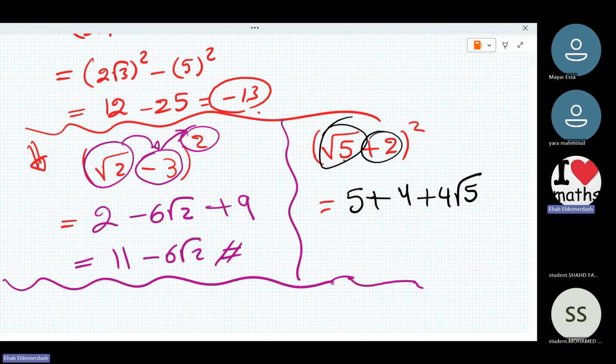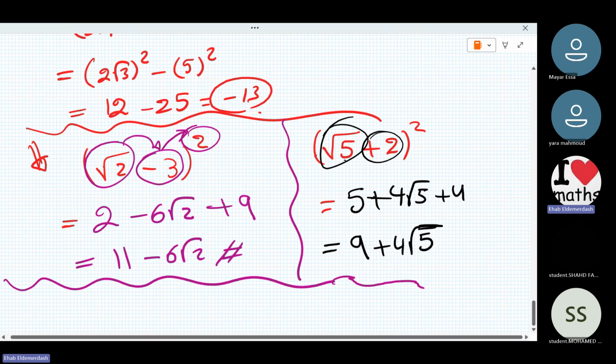I'll say it again. The first squared is 5, the second squared is 4. First times second times 2: root 5 with 2 gives 2 root 5, and with 2 gives 4 root 5. Of course, whether you write it in the middle or on the left, it doesn't make a difference. If I write 4 root 5 and then put the 4 there, both give me the same answer: 9 plus 4 root 5. So we got the answer of the expression.